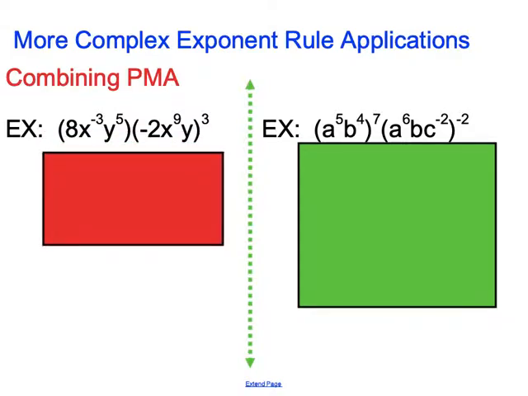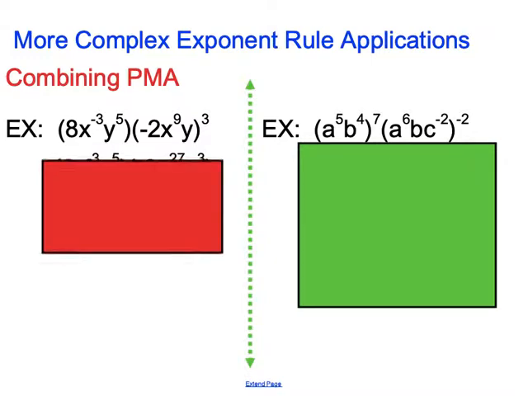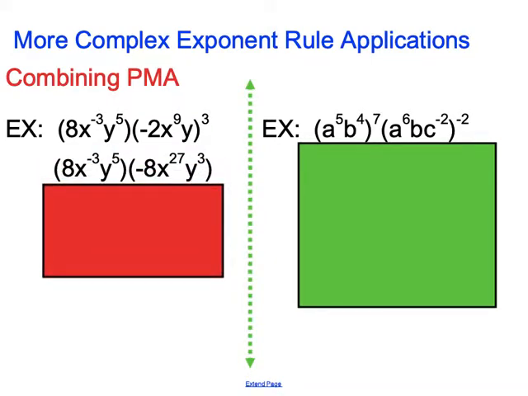So the first one. A, x to the negative third, y to the 5th, times negative 2, x to the 9th, y to the 3rd. So step 1, I need to do the second set of parentheses. So I'm going to take negative 2, x to the 9th, y to the 3rd, all to the 3rd, and I'm going to go ahead and combine those.